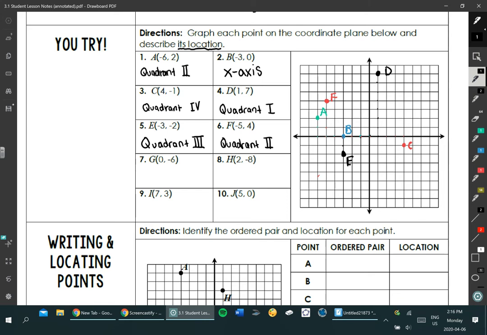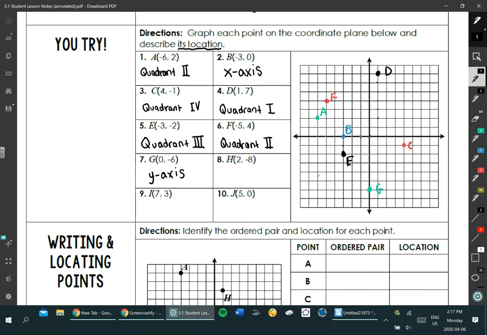Okay, G. So point G, start at the origin. Our x-coordinate is 0, so we're not moving left or right. Our y-coordinate is -6, so we're going down 6. 1, 2, 3, 4, 5, 6, right here. So that is point G. Okay, and where is that located? Well, it's on an axis, right? This time it's on the y-axis, our vertical axis.